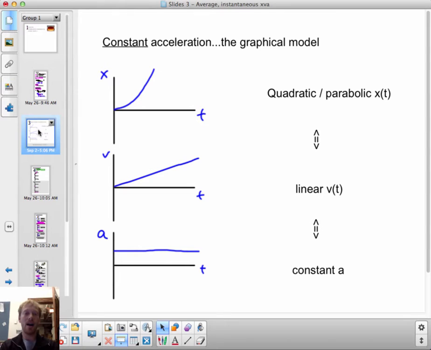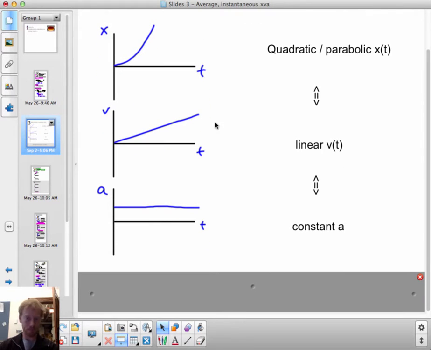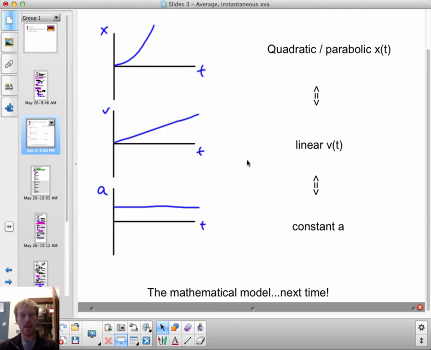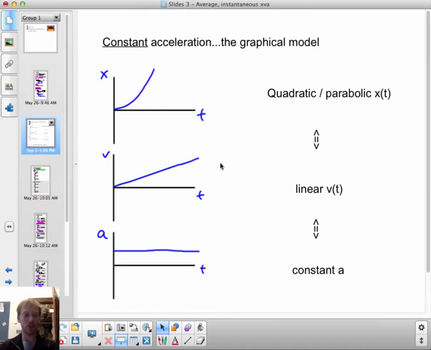But for right now, we have talked about the graphical representations of constant acceleration. They include a constant acceleration as a function of time, a linear velocity as a function of time, and a quadratic or parabolic position as a function of time. By the way, exponential refers to the function 2 to the x, not the function x to the 2. And so I would not say this is an exponential function. I would say it's a quadratic or parabolic function. And we will talk about the math relationships between these variables during some time in the future.